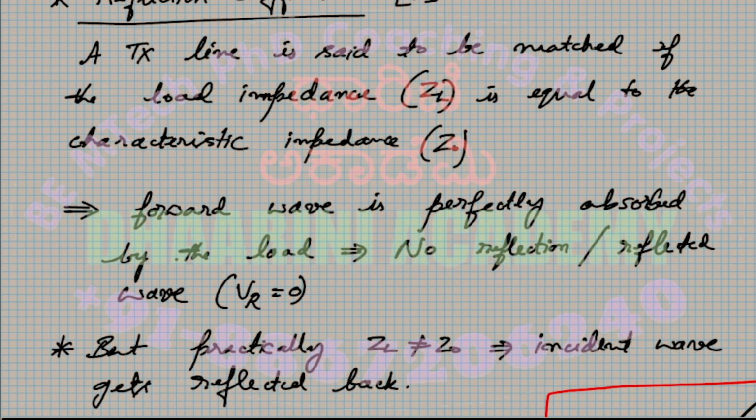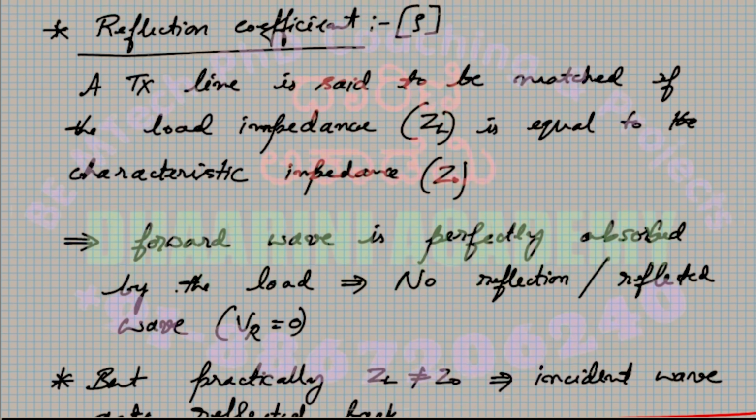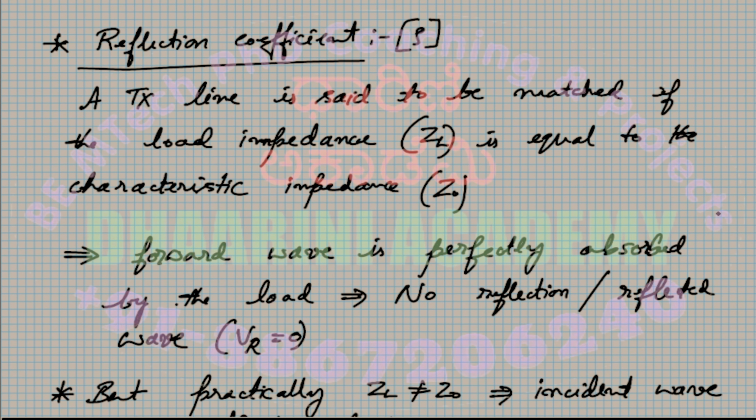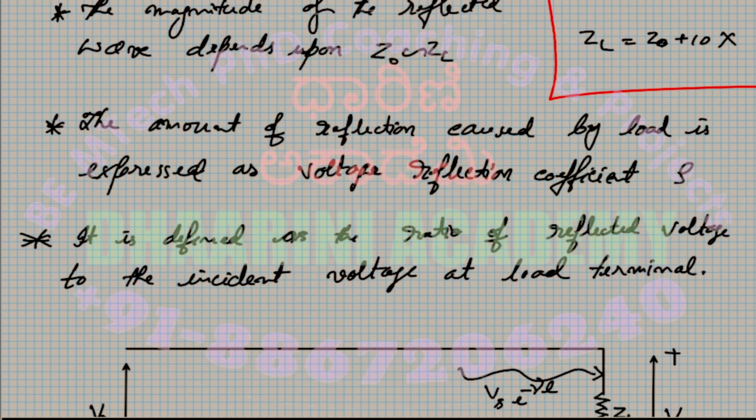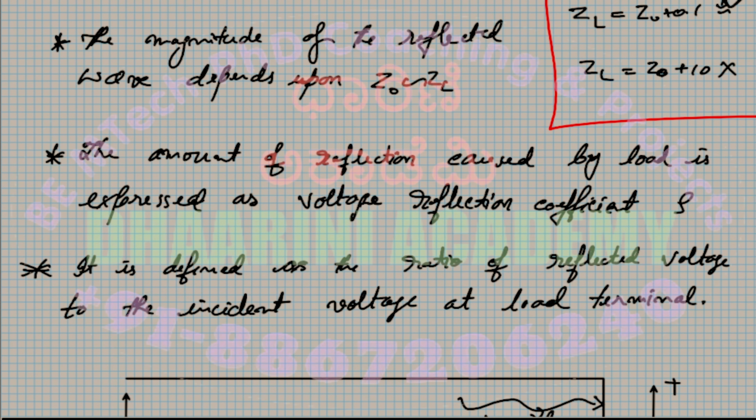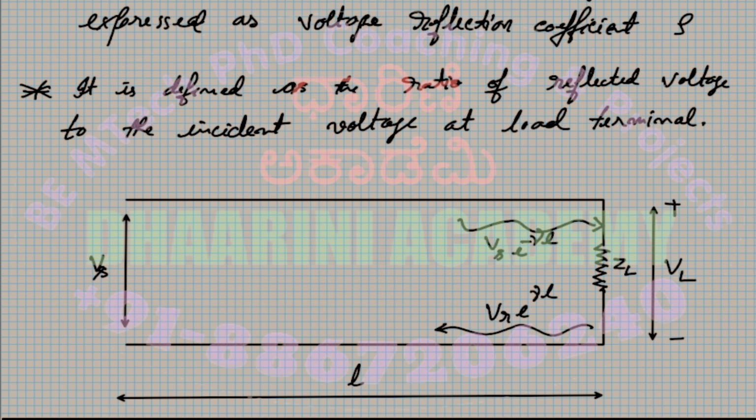In the previous class, we were looking at the concept called the reflection coefficient. We understood that there will be two components, one forward and one reverse. Whatever gets reflected, we take a ratio of the reflected to the forward, and we calculate what is called the reflection coefficient.